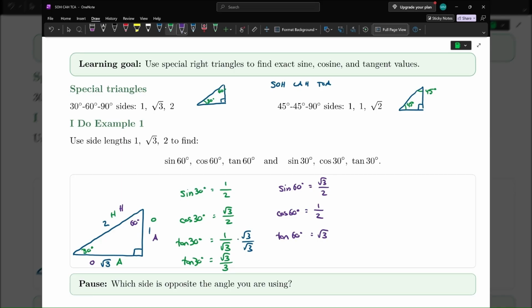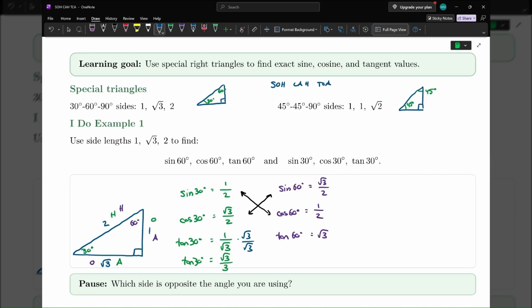Notice that between the two, cos 60 and sine 30 are the same. Sine 60 and cos 30 are the same. And then tan 60 and tan 30 are reciprocals of each other. But those are the six. Yeah, so if you need to pause that and take another look at that, that's good. There's a lot happening here.